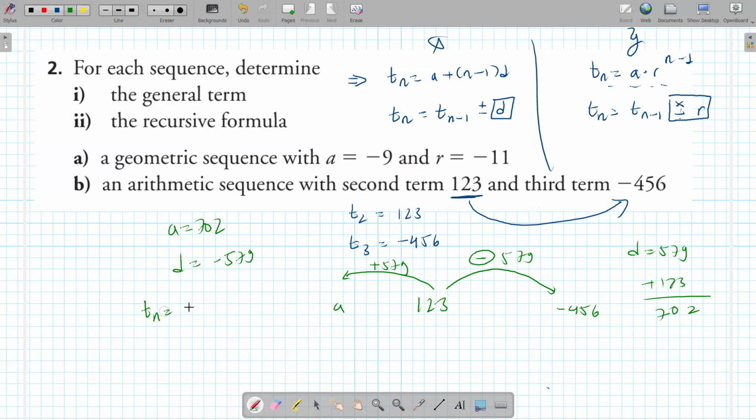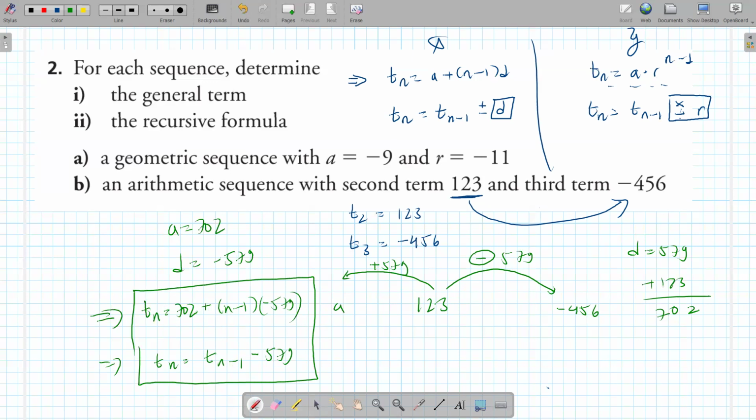So your general term is A plus n minus 1 times negative 579, where A is 702. So that's your general term. Your recursive: what do we do with the previous term to get the next term? Do we add or subtract? Subtract. Oh yeah, we subtract 579. There we go. That's one way of doing this.